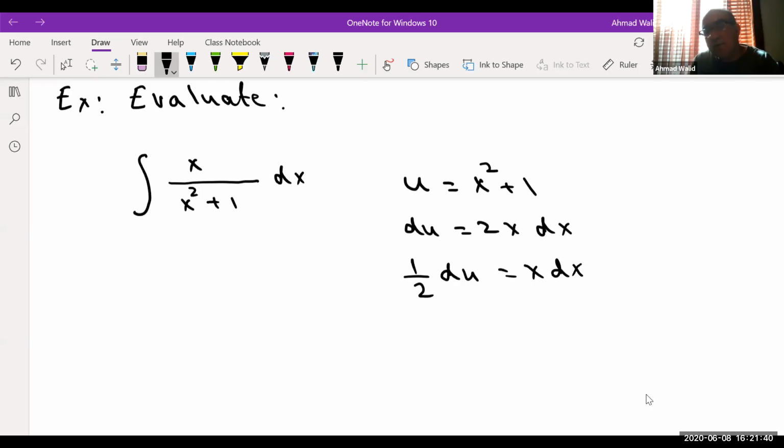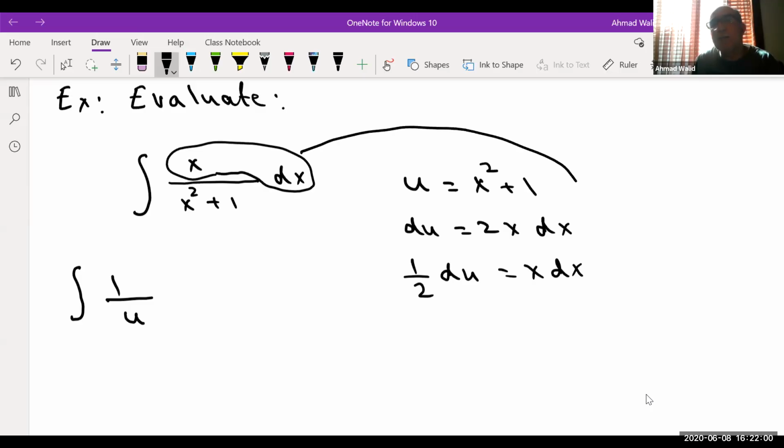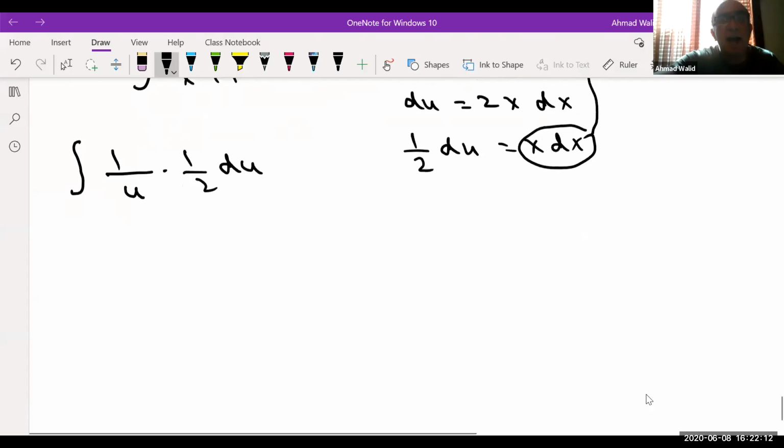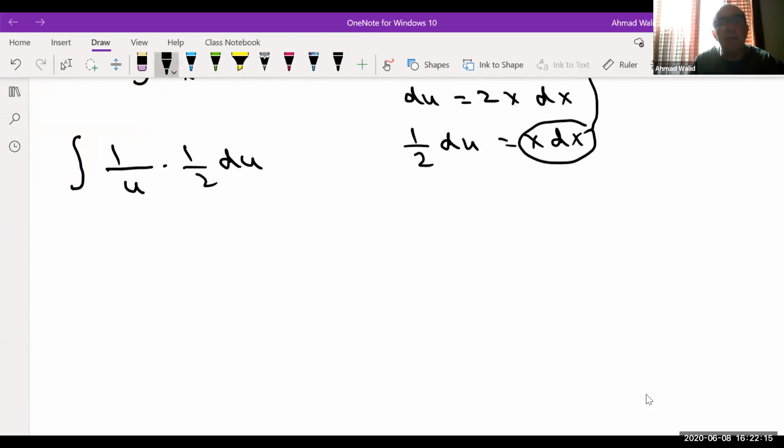Very good. You have all the pieces of substitution here. Then you can write this one as an integral of 1 over u, you replace your x dx, which is here, with 1/2 of du. You see, your x dx is 1/2 of du. It means times 1/2 of du. Now simplify. 1/2 is a constant. You can pull it out in front of integral. 1/2 integral of 1 over u du.